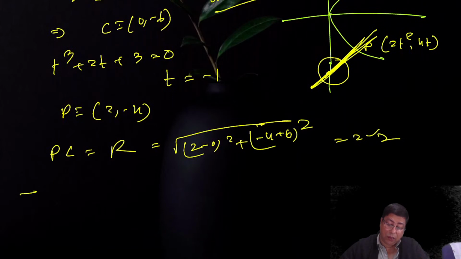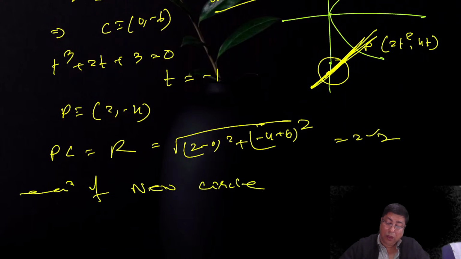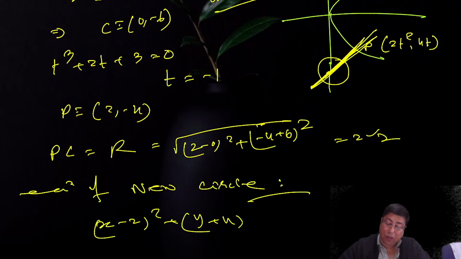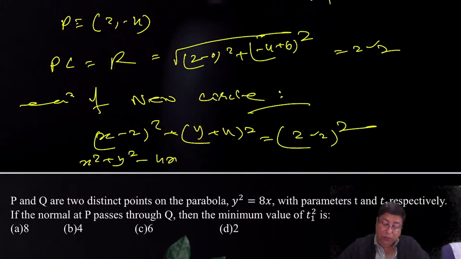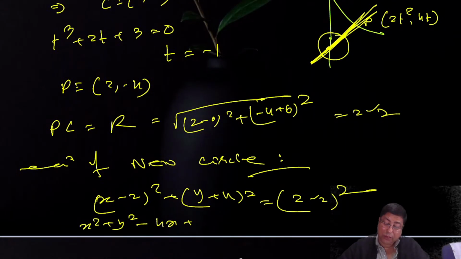Therefore, the equation of the new circle comes to be (x − 2)² plus (y + 4)² equal to (2√2)². If we expand, that is x² minus 4x plus 4 plus y² plus 8y plus 16 equal to 8. Therefore x² plus y² minus 4x plus 8y plus 12 equal to 0. The sum is over.